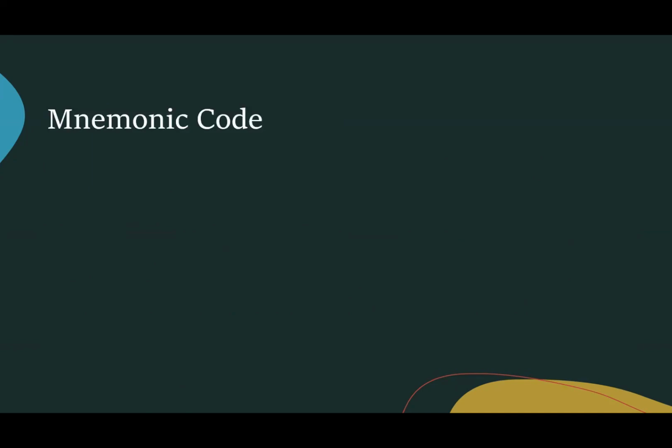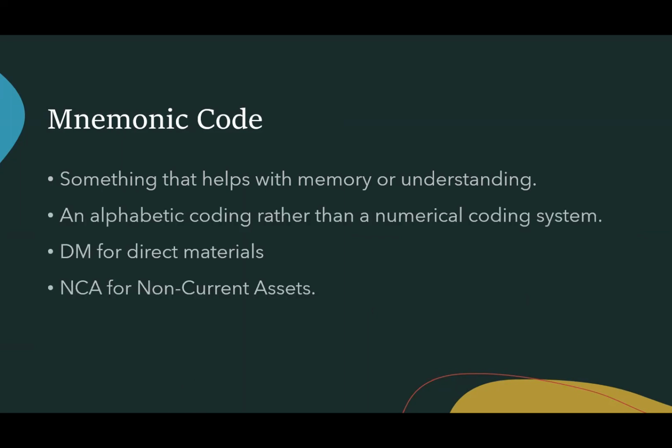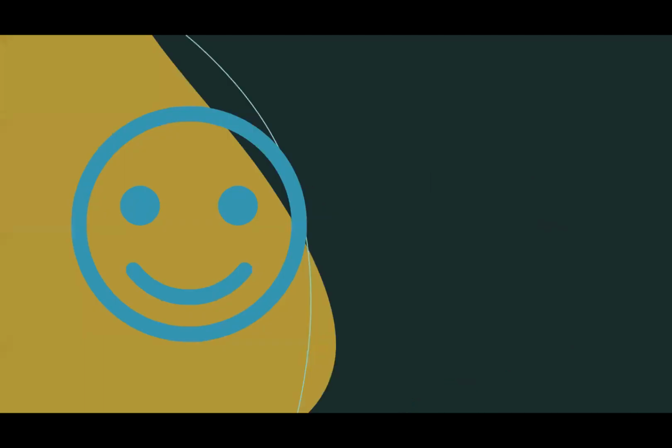Then you have mnemonic code, which means something that helps you with learning, memory or understanding. So instead of writing direct material, I can simply write DM. It's quite easy to remember and understand. Or NCF for non-current assets. So we call them your mnemonic codes.